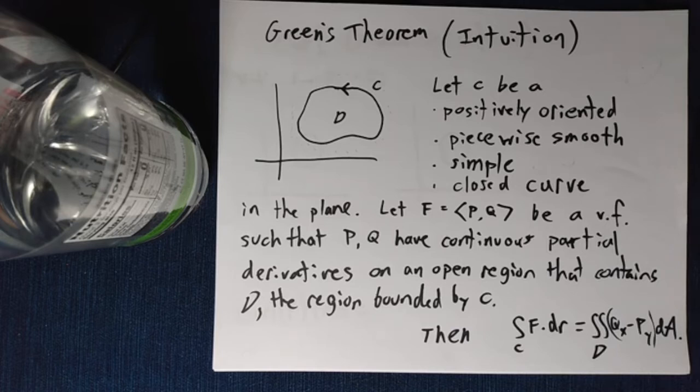Then, the line integral of F is equal to the integral over the region D of the function Q partial with respect to X minus P partial with respect to Y dA.